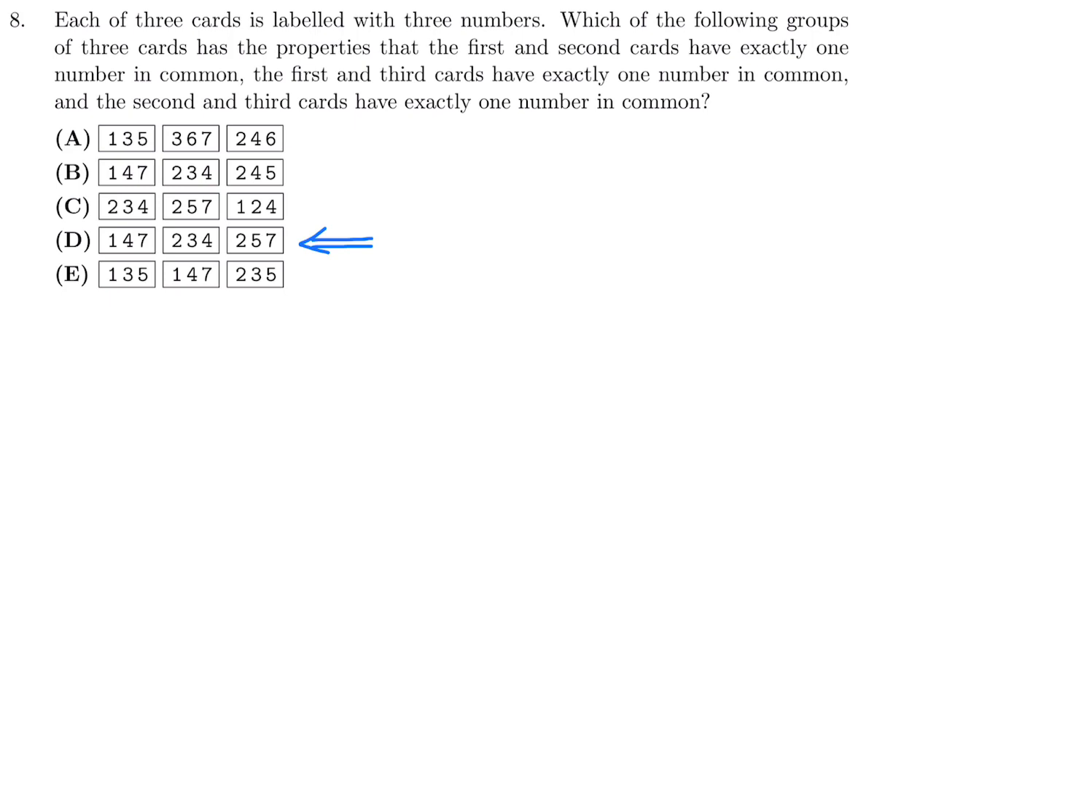Why? Well, because if you look at the first and second card, they have 147 and 234 as the numbers. They have exactly 1 number in common, and that number is 4. If you look at the first and the third card, they have exactly 1 number in common, and that number is 7. And if you look at the second and third card, they have exactly 1 number in common, and that number is 2. So they meet the criteria, therefore number 8, the answer is D.